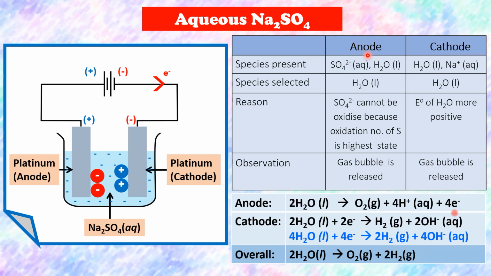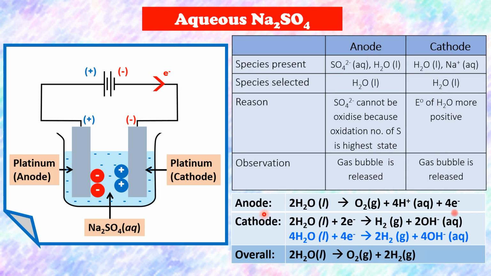aqueous sodium ion. At the anode, liquid water is selected to be discharged because sulfate ion cannot be oxidized, as the oxidation number of sulfate is at the highest state, that is positive 6. At the cathode, liquid water is selected to be discharged because E0 of water is more positive. We can see gas bubbles released at the anode and at the cathode.